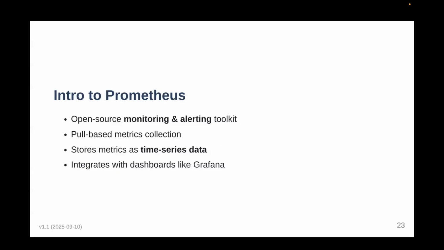So we'll be using Prometheus specifically. So this is an open source monitoring and alerting toolkit. It does pull-based metrics collection. So what that means is that in your application, you will expose an endpoint, so just a URL that shows metrics. And the Prometheus database server will go and scrape those and store it in its own time series database. It integrates with dashboards like Grafana so that you can view and query and aggregate that data at a later date.